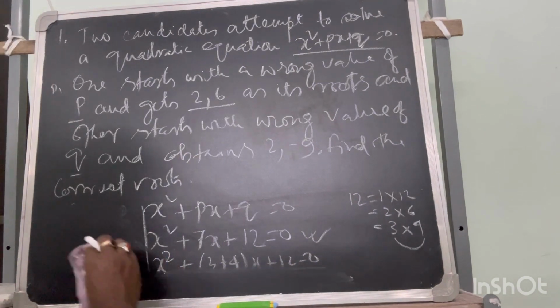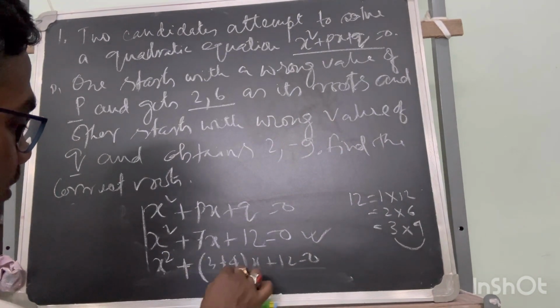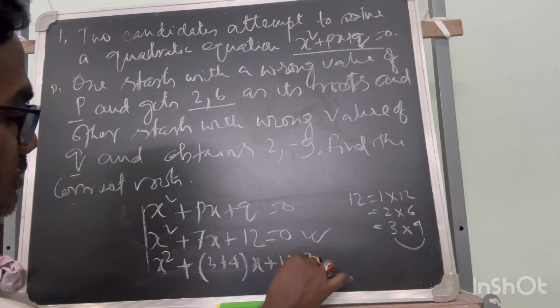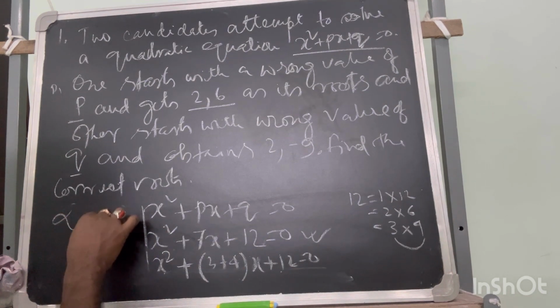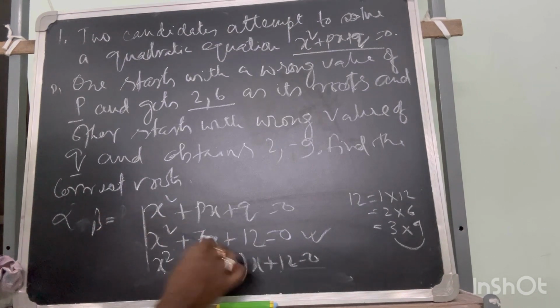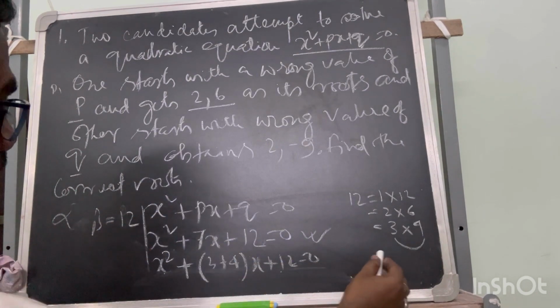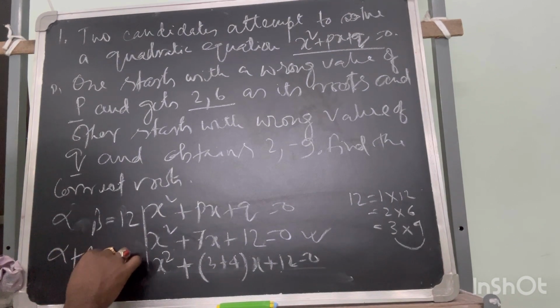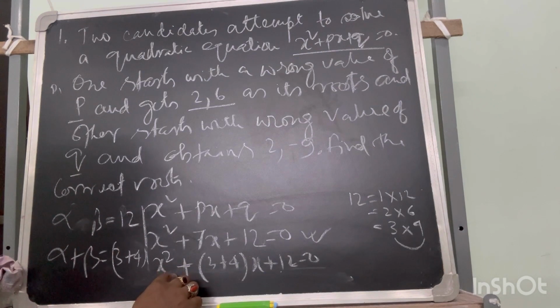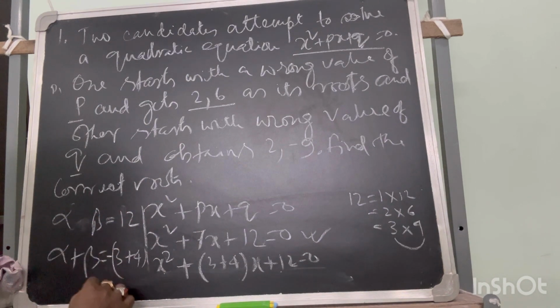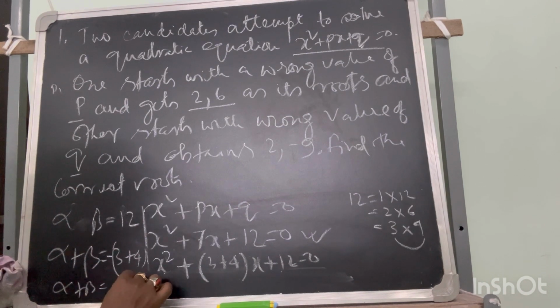How do you do that? Because any quadratic equation in this form will tell you something. That means this and this is equal to alpha into beta, this is equal to 12. And the possibility is that alpha plus beta, I am getting 3 plus 4, obviously actually this would be minus alpha plus beta, so this has to be added with minus. So now you see alpha plus beta is equal to minus 3 minus 4.